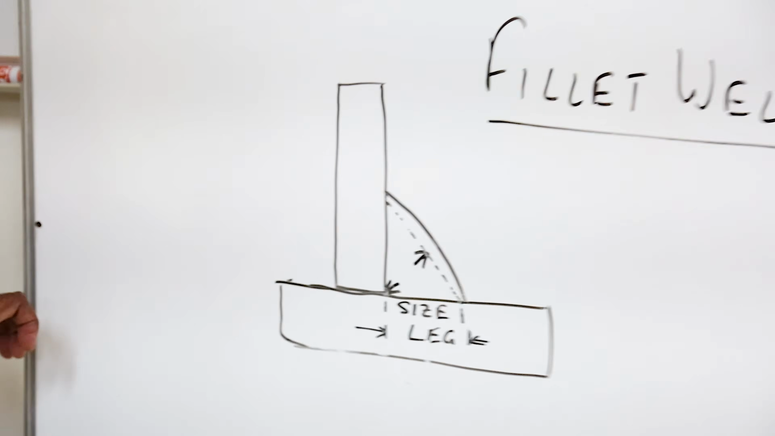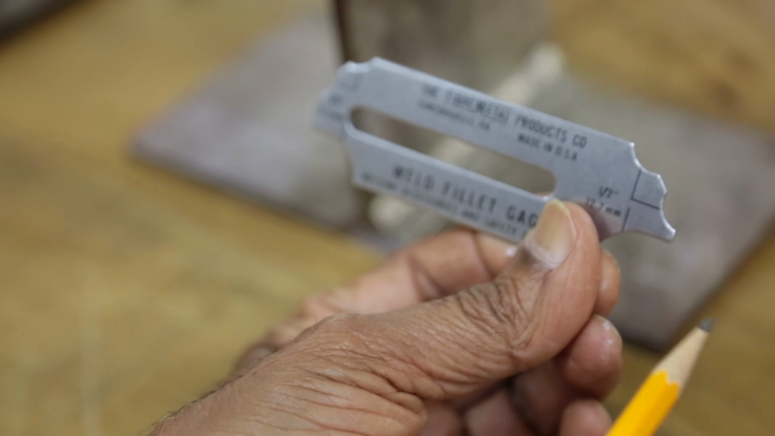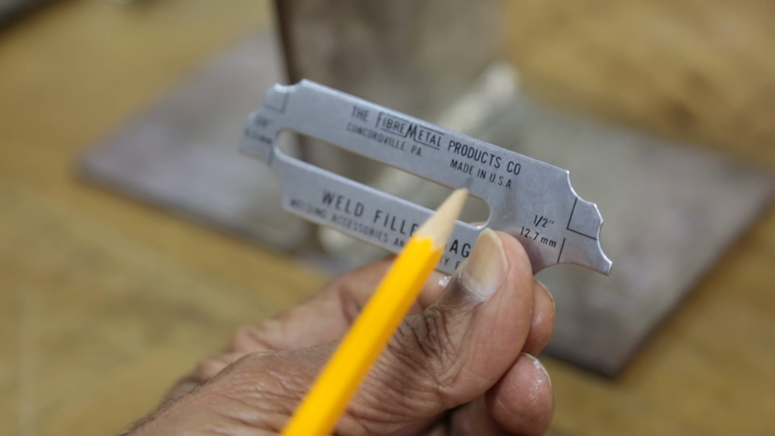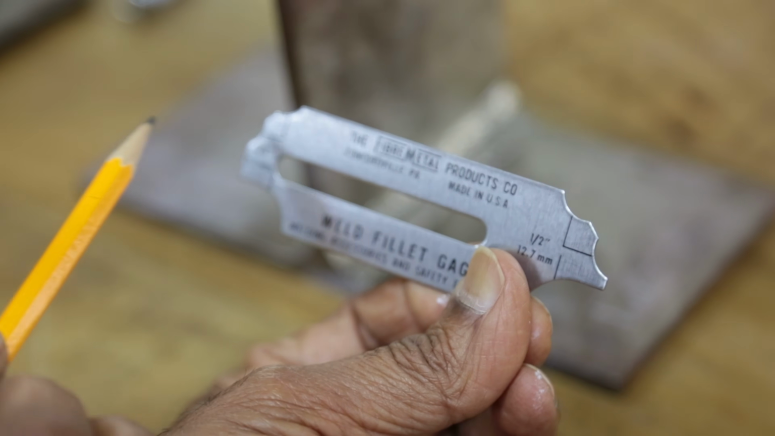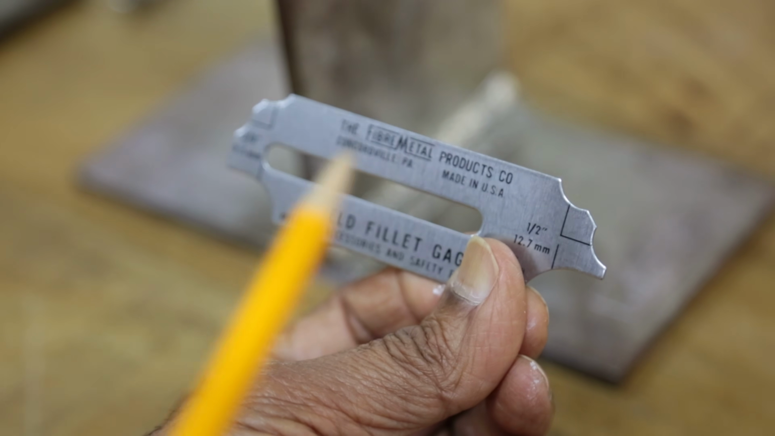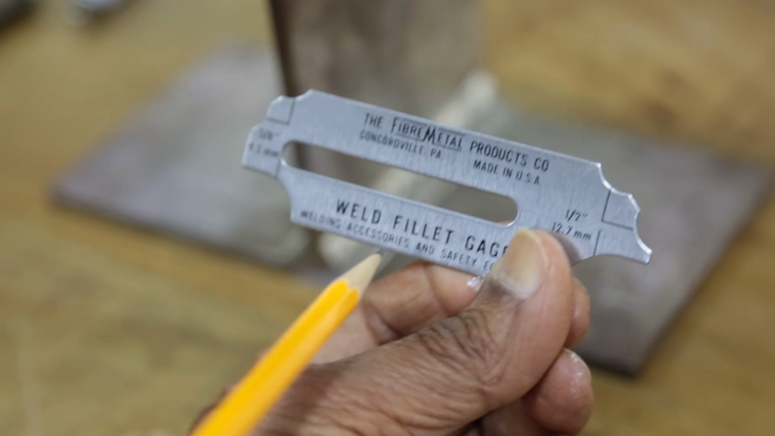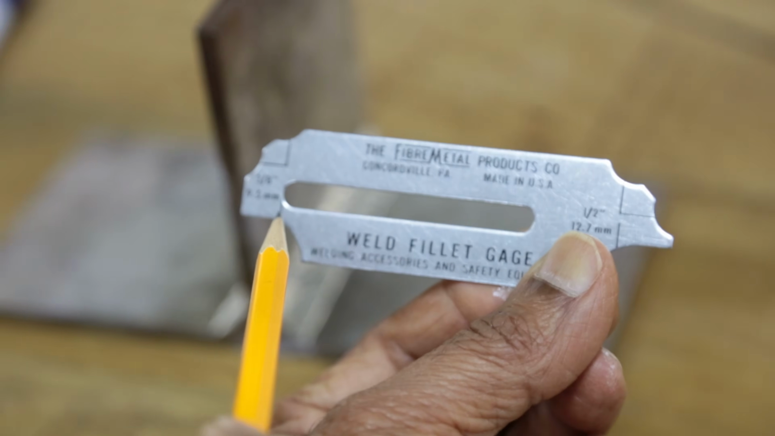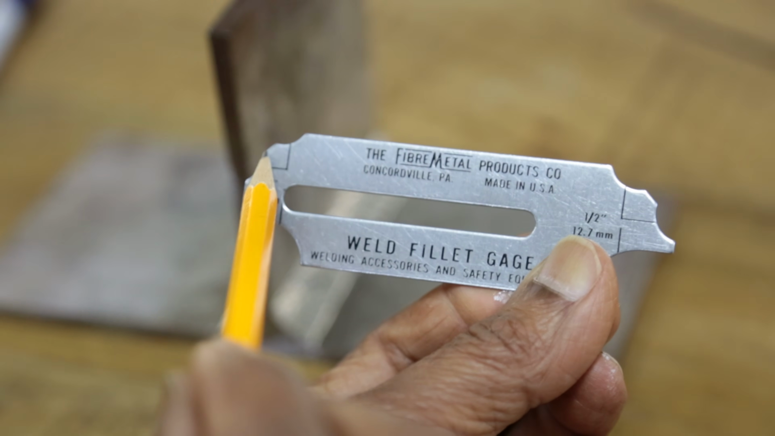So let me just give you a demonstration, and it will be more clear. First thing, we need to know what is the size of the weld. Based on that size, we will pick up the fillet weld gauge, and they come in a range of sizes. In this case, let's say our design size is 3/8 of an inch. So we'll pick up a fillet gauge which is 3/8 of an inch, and this will check the size of the weld, and this side will check the throat.